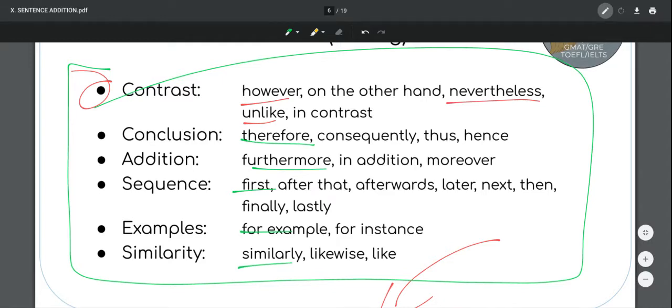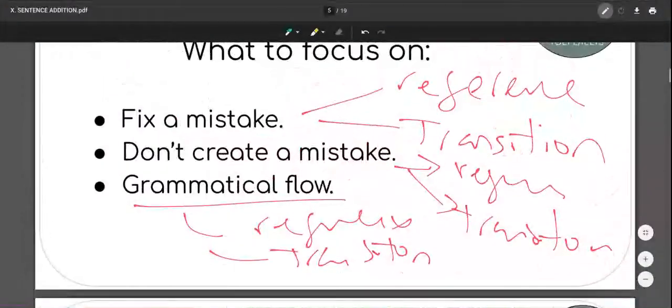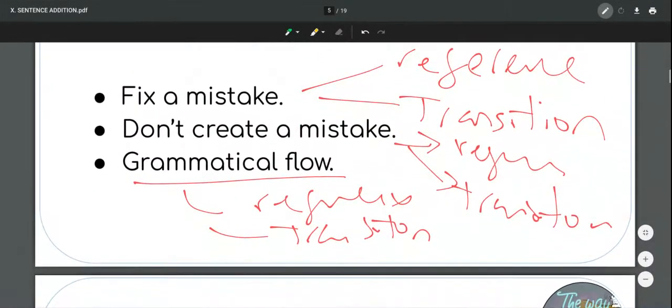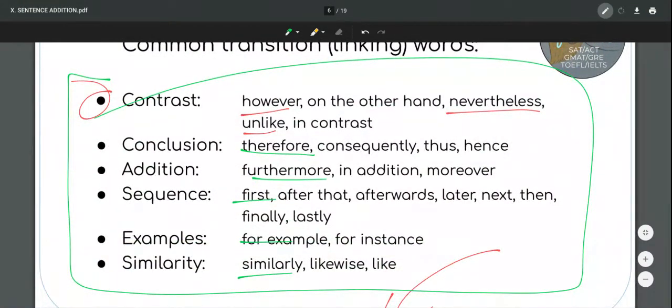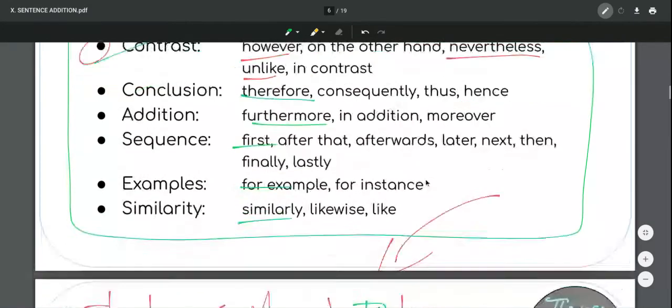These are usually what we mean with the flow. Yes, we mean reference, but most importantly, we mean the transition words. If there's a contrast, the two sentences should be giving contrasting information. If there's a conclusion, the two sentences should be giving concluding information. I don't want to break the flow. I want to create flow. I'm not breaking the flow.